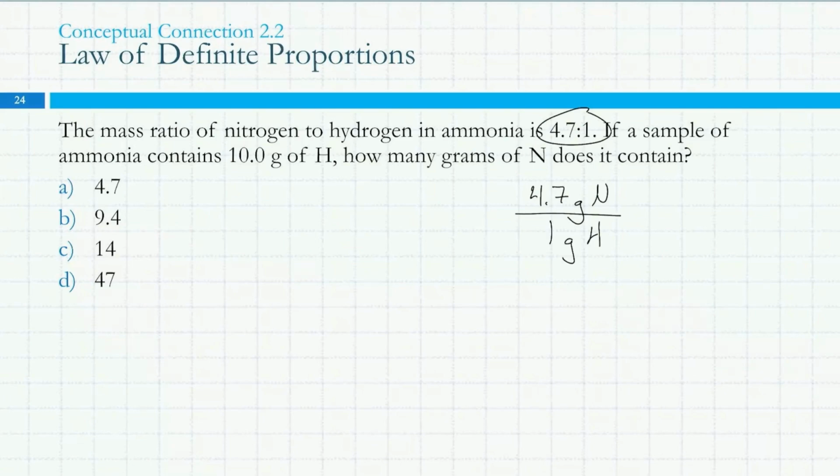So ratios can always be rewritten as a fraction like this. And a fraction that looks an awful lot like a what? Conversion factor. Okay, so if we start with 10 grams of hydrogen, we can multiply by this conversion factor and figure out how many grams of nitrogen we should have. 10 times 4.7. Whoops, not 4.7.